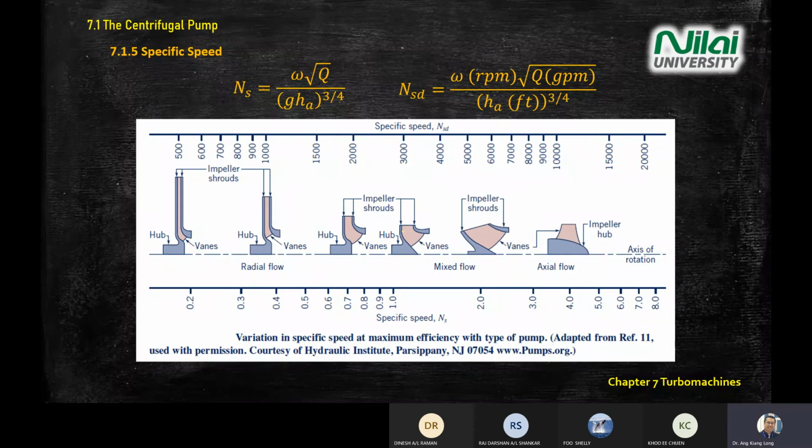Okay, good. The next one, before I let you go for today, Raj, you there, right? Yes, sir. So let's say you're calculating the NS, the dimensionless specific speed. I give you an easy one. What happens if you get 7.0? What kind of pump are you using?